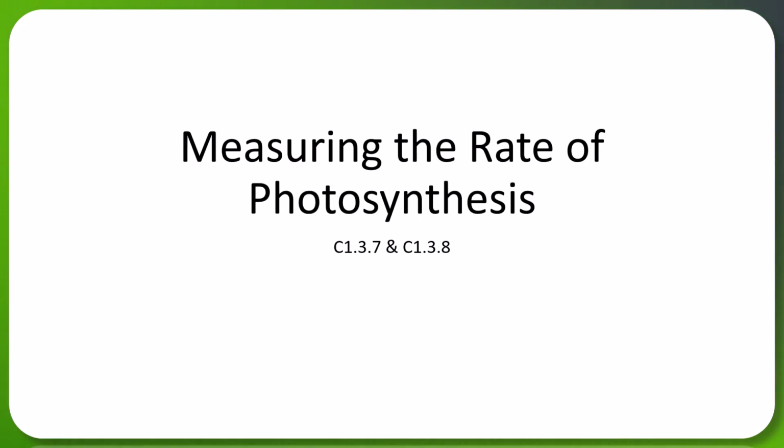Hey guys, Mr. P. In this video, we're going to focus on measuring the rate of photosynthesis. So we're going to look at a variety of lab techniques used to experimentally determine the rate of photosynthesis. We're also going to recall from our last videos how the plant utilizes visible light using pigments, absorbing that light, and ultimately how that translates into increases in the rate of photosynthesis.